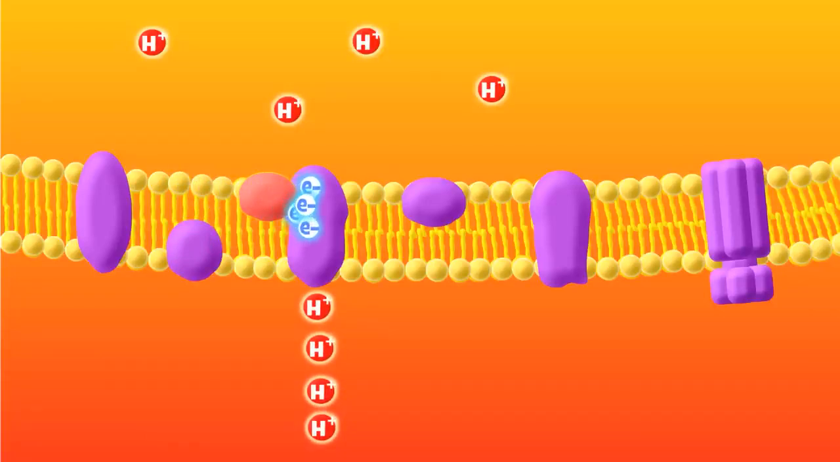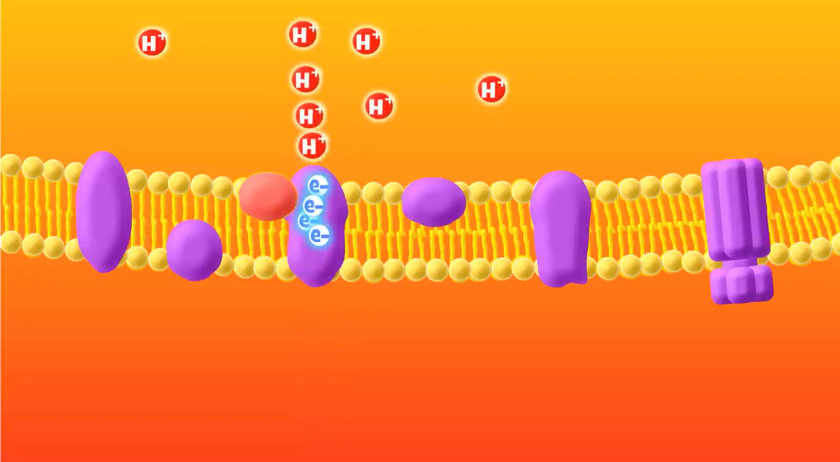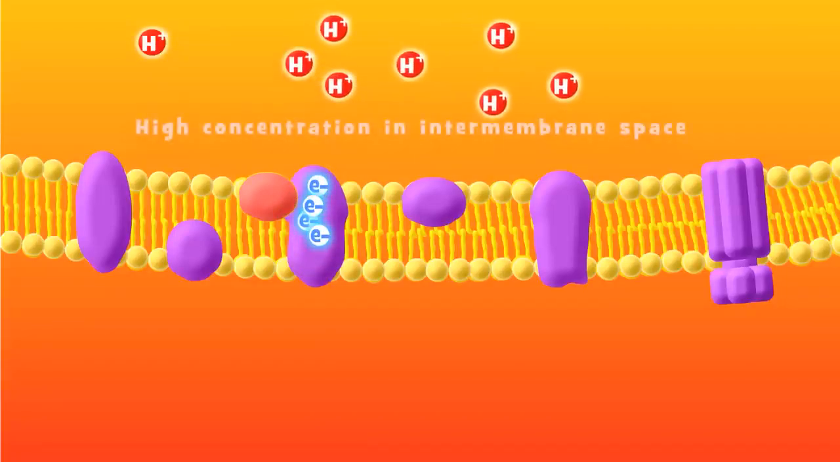At this next protein complex, the electron energy is used once again to transport hydrogen ions across the membrane into the intermembrane space. Notice that we are building up a high concentration of hydrogen ions in the intermembrane space. This will be very important soon.